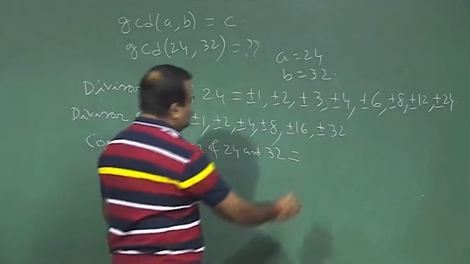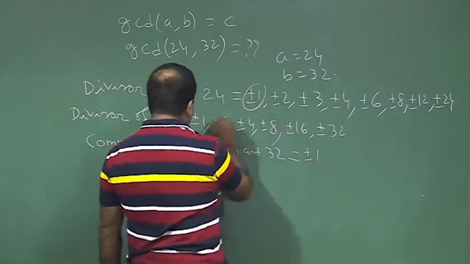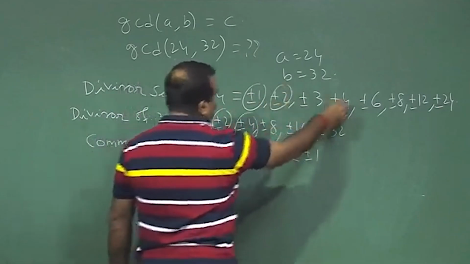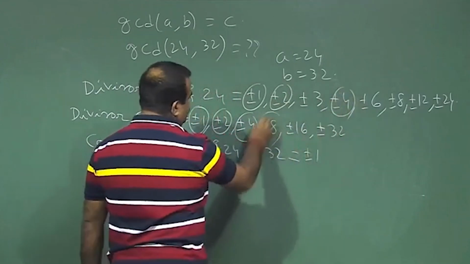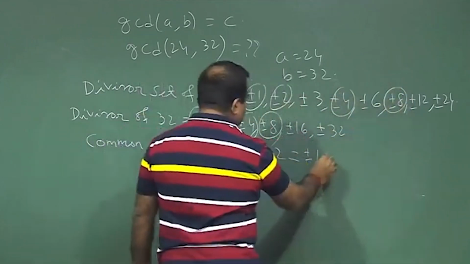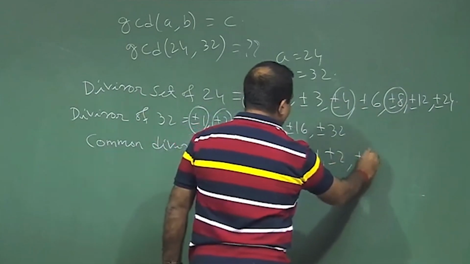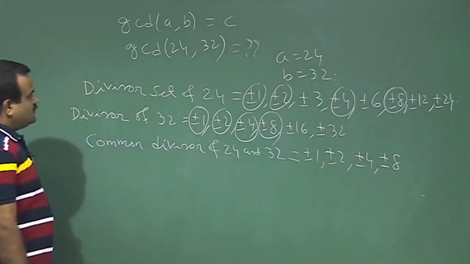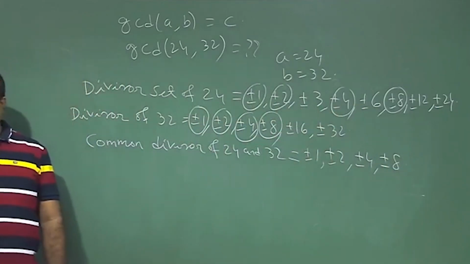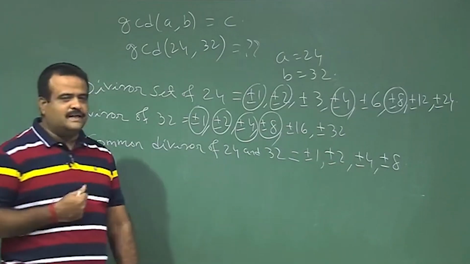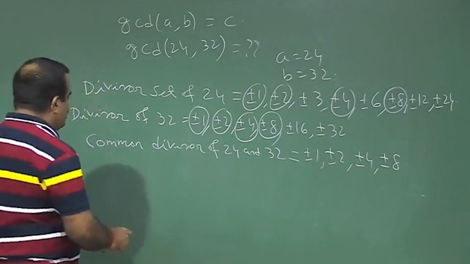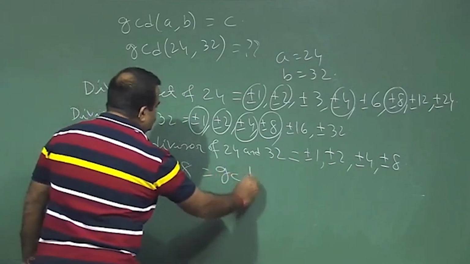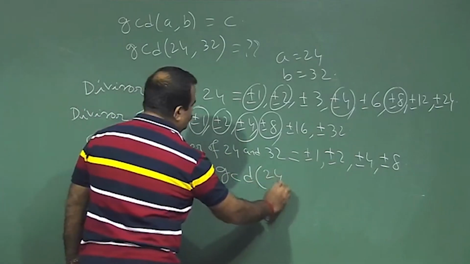So, this is basically plus minus 1, this is common, plus minus 2 is common, then plus minus 4 is common and plus minus 8 is common. So, plus minus 2, plus minus 4, plus minus 8. Okay. So, these are the common divisors of A, B. Now, among these, which is the greatest common divisor? So, 8 is the GCD of 24, 32.